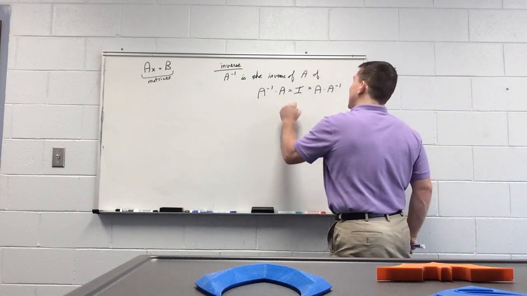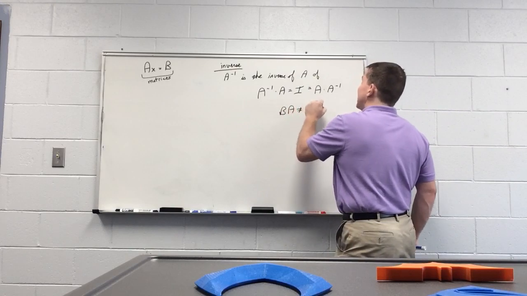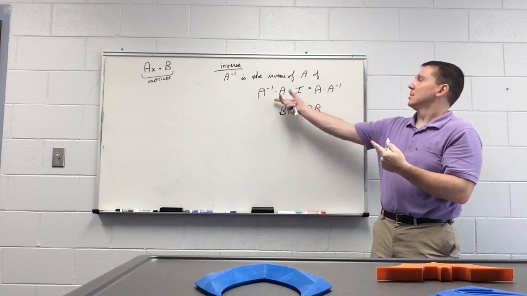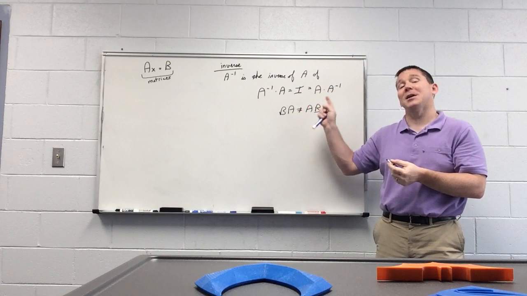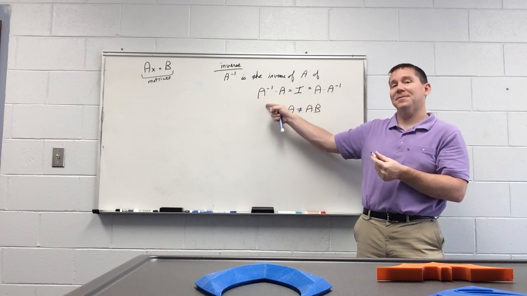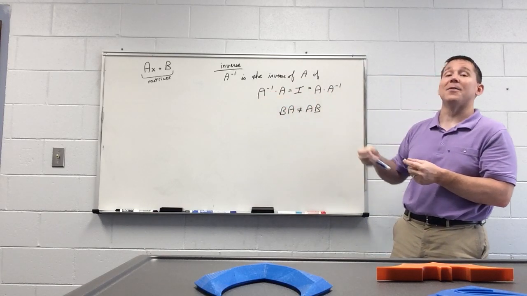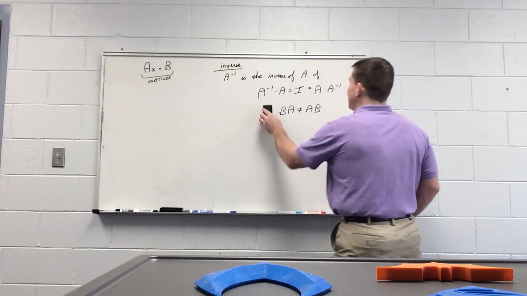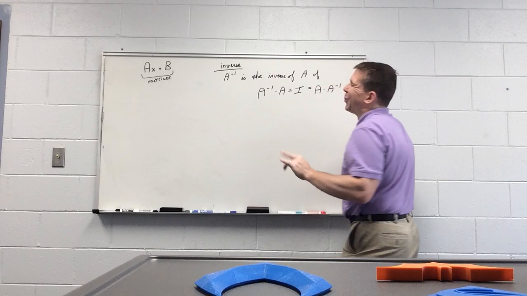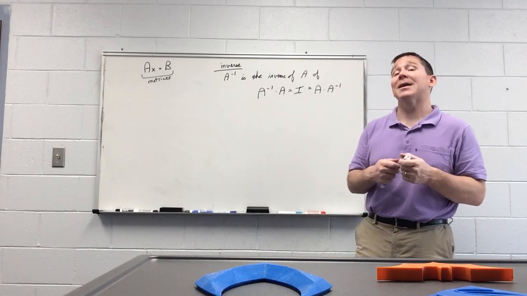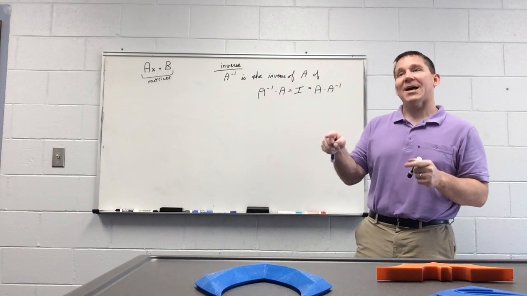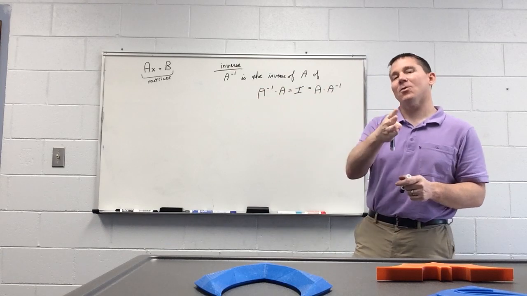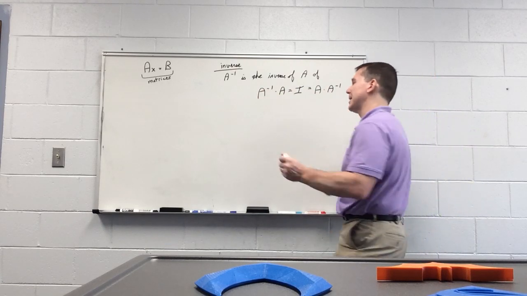But since we know in general BA is not the same as AB, we have to make sure we know if we're talking about multiplying on the left or multiplying on the right. Which means when we work with matrices algebraically, we have to decide, are we multiplying here or here, and do it accordingly.